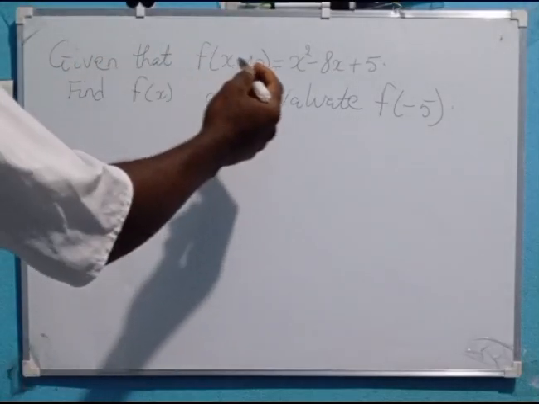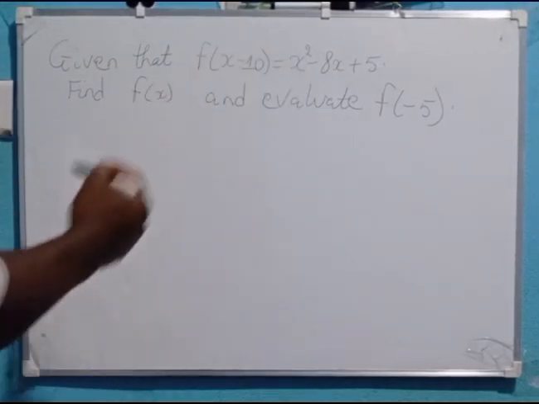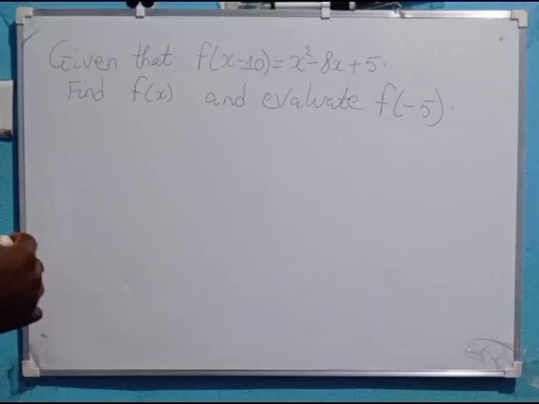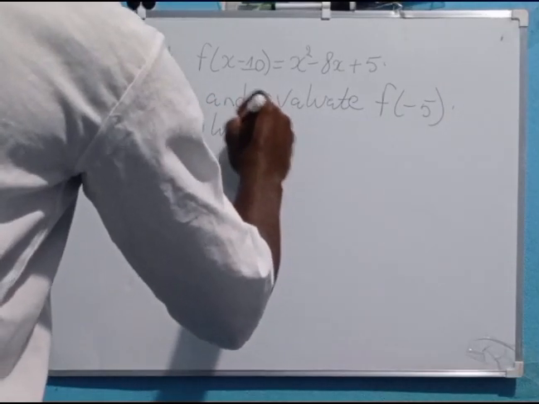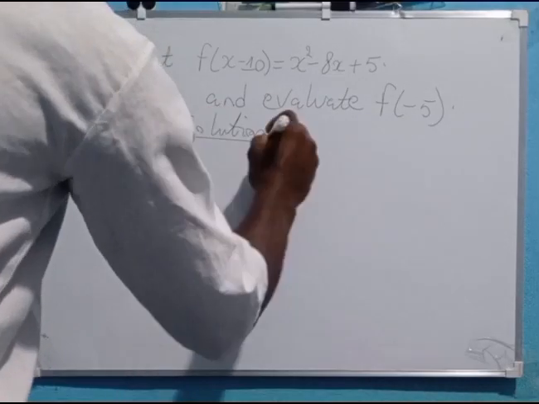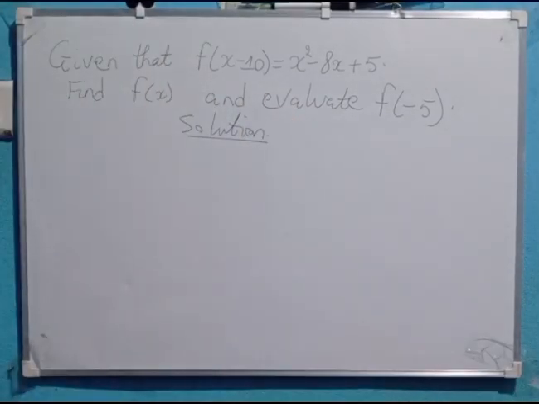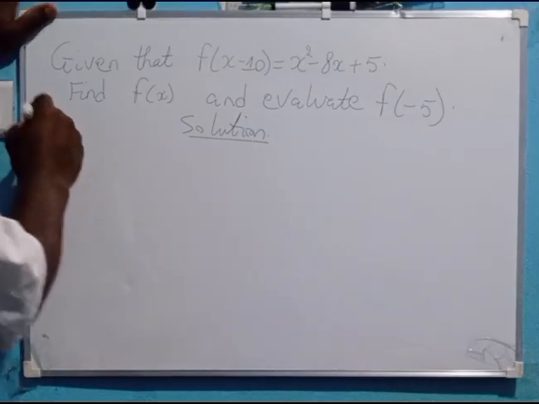Given that f of x minus 10 is equal to x squared minus 8x plus 5, find f of x and evaluate f of negative 5. Take solution. There are two ways of answering this problem, and I'm going to propose both ways. First, method 1.